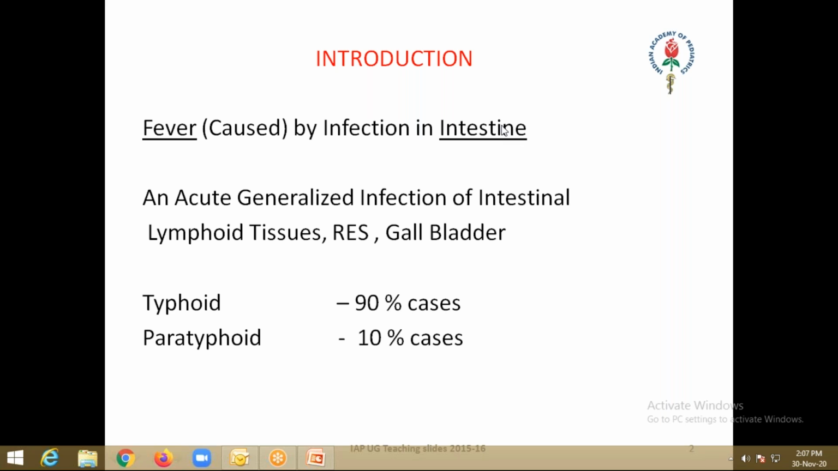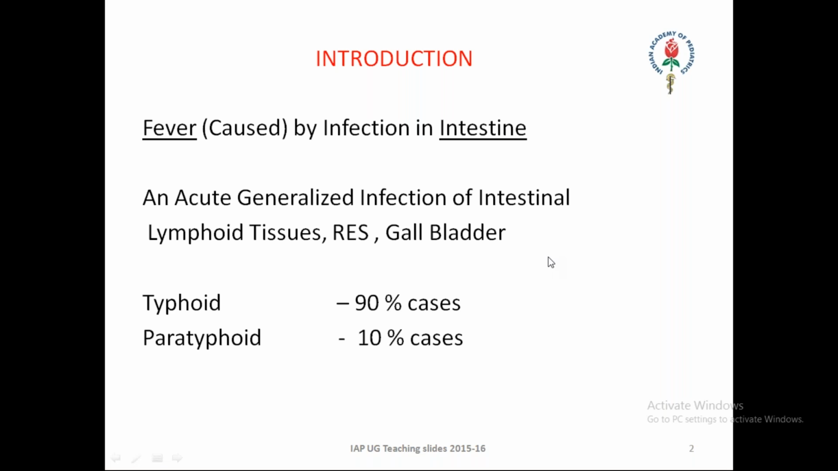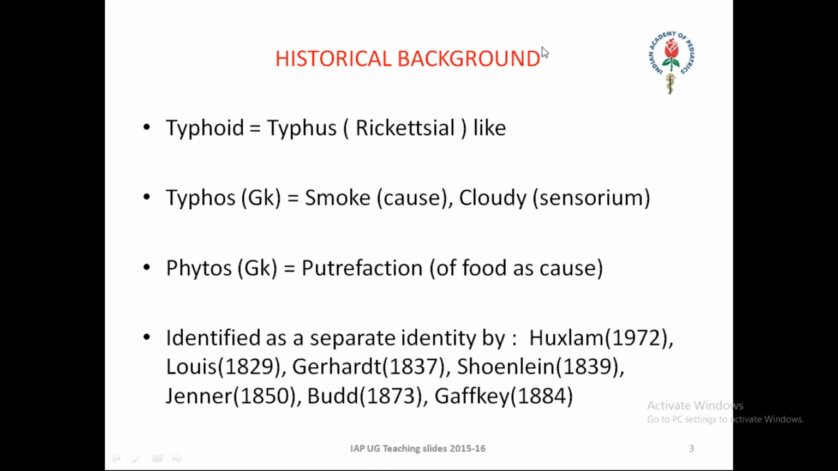Coming to the cases, there are two types of forms which cause enteric fever, the typhoid and the paratyphoid. 90% of the cases are caused by typhoid and 10% by paratyphoid. Coming to the historical background, typhoid means typhus. It is rickettsial-like. Typhus means smoke or cloudy, and phytos, that is the putrefaction of food as a cause. That is the meaning of enteric.